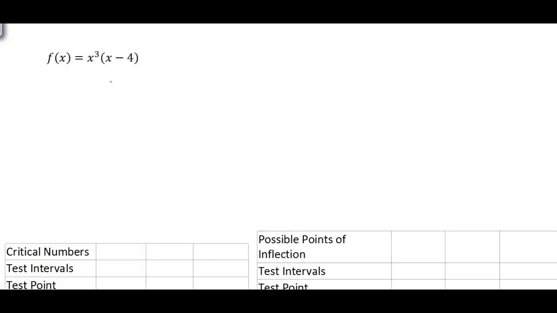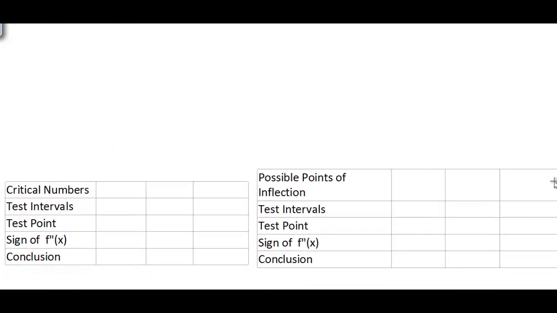All right, here we want to look at another example. f of x equals x cubed times x minus 4. With this example, I actually want to look at two things. I want to find where our graph is increasing and decreasing, and identify our relative max and relative min. I also want to find our points of inflection if we have any. That's going to be using the second derivative, whereas over here on the left for our critical numbers, we'll be using the first derivative.